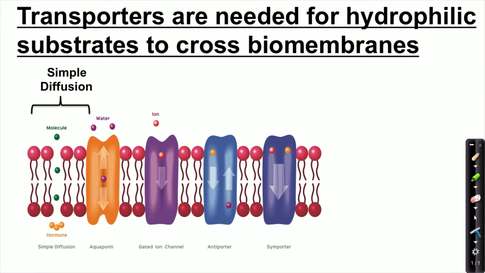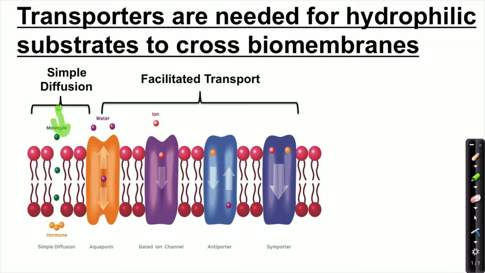And molecules which are hydrophobic can cross biological membranes by simple diffusion, and you can see that process right here. And these molecules are hydrophobic. They do not require a protein to traverse the plasma membrane. However, many other molecules, especially hydrophilic molecules, do require membrane proteins and transporters per se to cross the plasma membrane. And I'm showing you here different types of transporters, which I'll describe in detail in the subsequent slides. But I want to remind you that anything that is transported via a transporter is called facilitated transport.